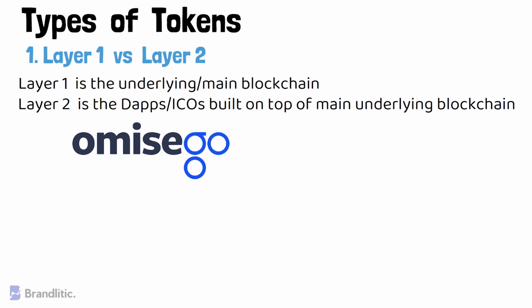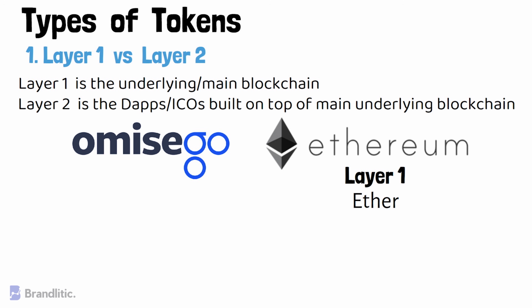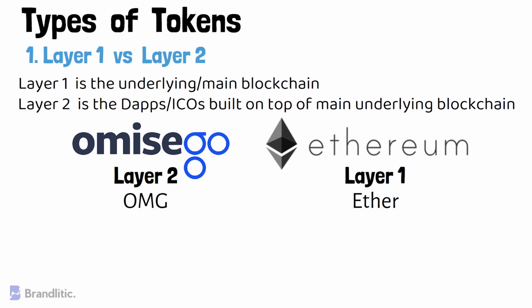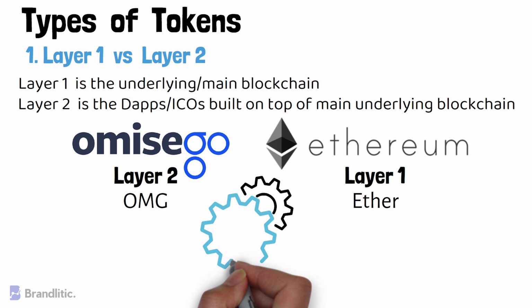OmiseGo is a project that is built on top of the Ethereum blockchain. In this case, Ethereum is Layer 1 and is powered by Ether, the Layer 1 token. And OmiseGo is Layer 2 and is powered by OMG, that is the Layer 2 token. Here, you'll notice that the well-being of the Layer 2 application is completely dependent on the overall well-being of Layer 1. If there are some issues with the Layer 1 blockchain, for example, a hack or a bug, it's going to affect the overall well-being of Layer 2 as well.